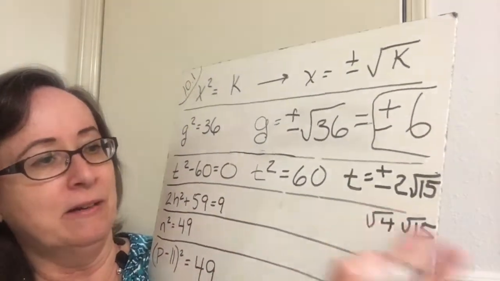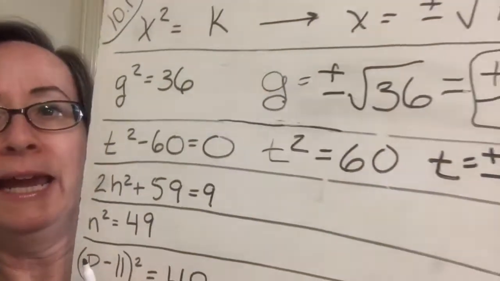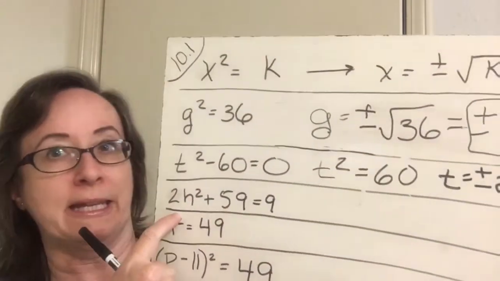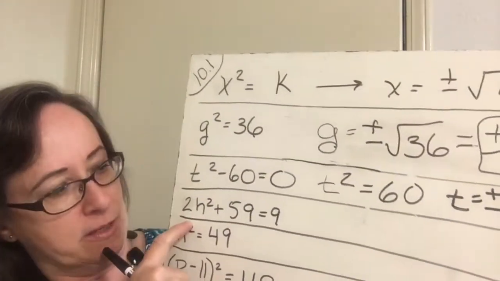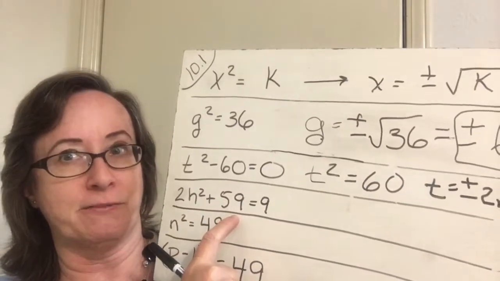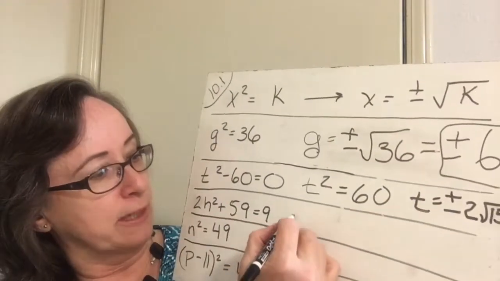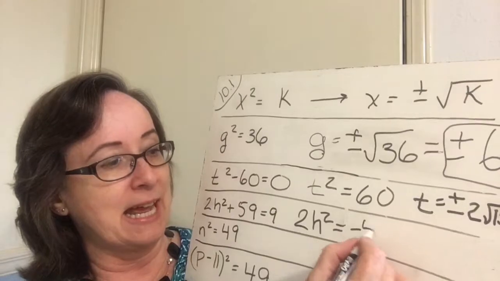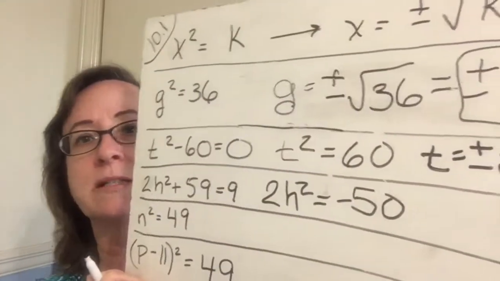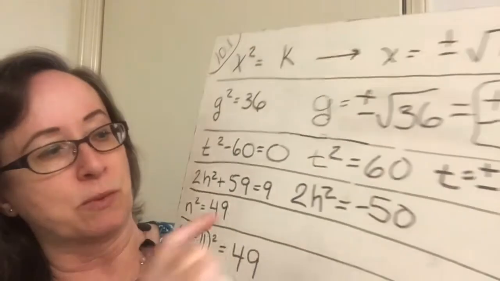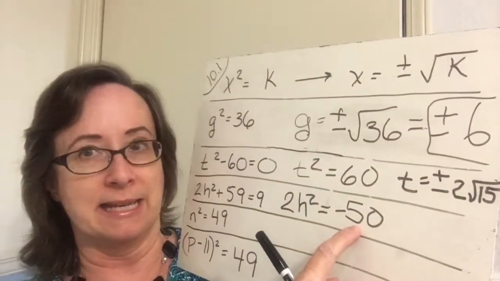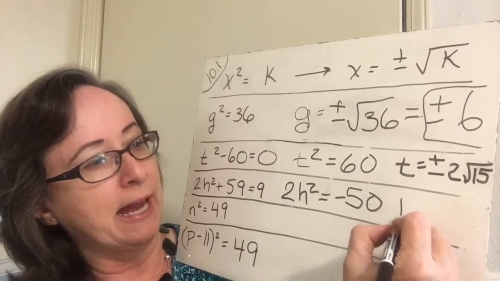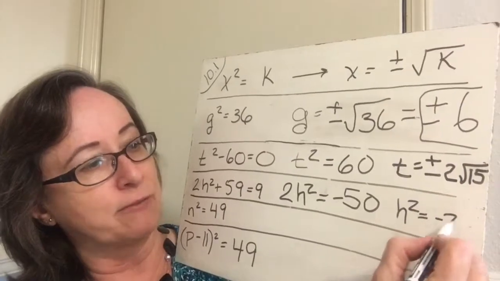All right, so let's look at the next one. And of course, they get a little bit more complicated as we go along. Now, we're going to try to get the 2h squared by itself, but we need to take away the 59 from both sides. So we're going to say 2h squared equals 9 minus 59 is a negative 50. Okay, some bells and whistles should be going off in your head right now because we have something squared is negative. Now let's go ahead and divide by the 2 to get the h squared by itself. So we're going to have h squared is negative 25.